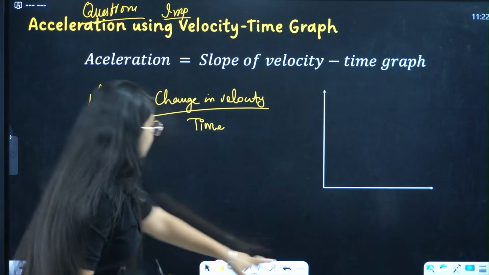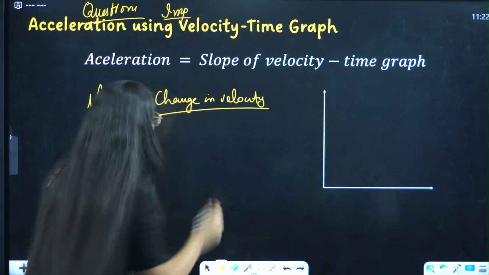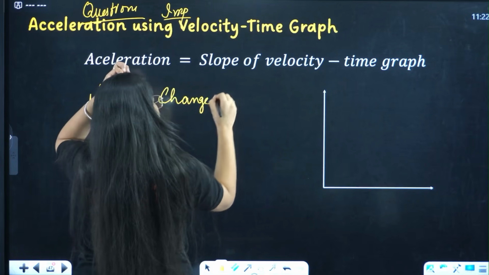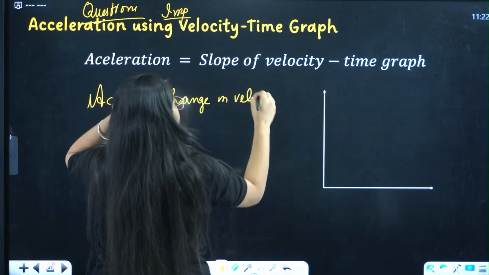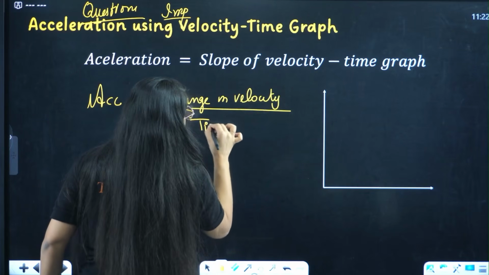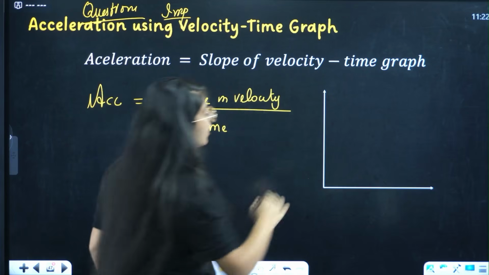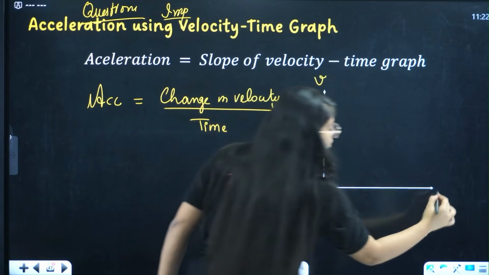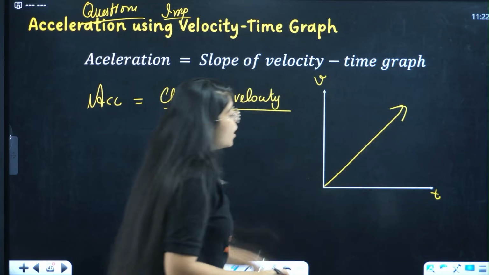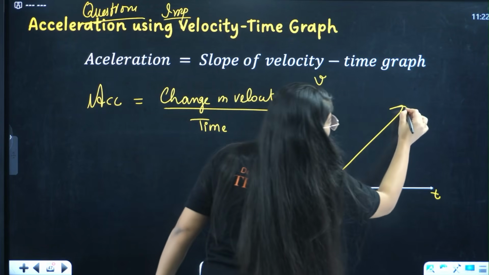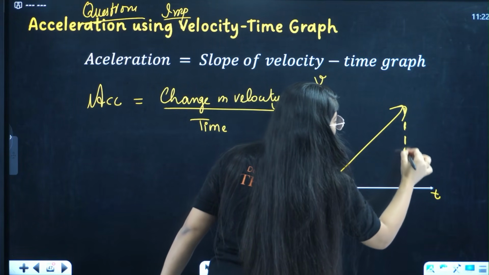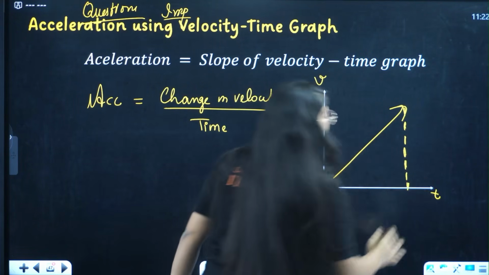Understood? Let me write it very clearly. This will be change in velocity per unit time. Now understand one thing. Remember the VT graph, velocity time graph. The V was on the y-axis, time was on the x-axis. And let's say this is my graph, okay? So if I draw a hypotenuse, if I join these two, you have not studied trigonometry yet, okay? Let me explain a little bit.